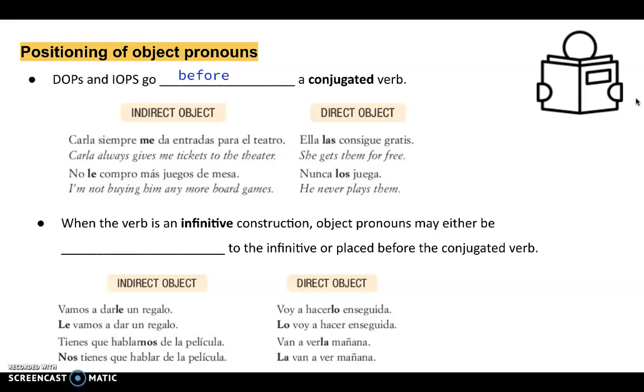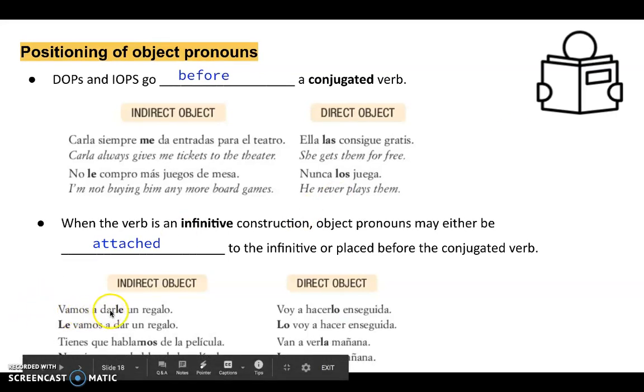form. When the verb has an infinitive construction, so that means the infinitive is utilized somewhere in the conjugation portion of the sentence, object pronouns may either be attached to the infinitive or placed before the conjugated verb. So the way I always like to think of this is if there's one verb, we have one option for where to put it before. If we have 2 verbs, we have 2 options for where to put it. So here we can see we have some examples with 2 options. Vamos a dar, 2 verbs there. Vamos a hacer, another example of 2 verbs. Here we have tienes que hablar, 2 verbs.